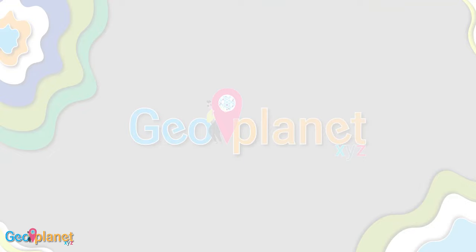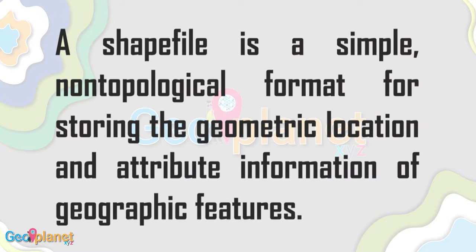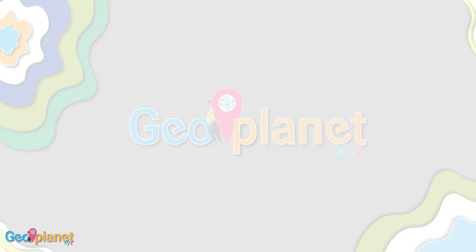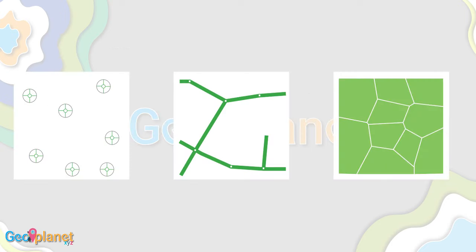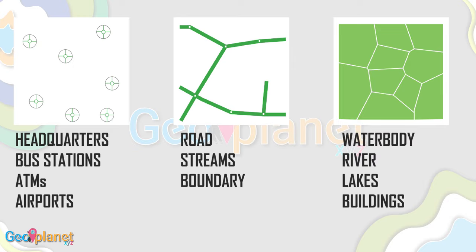To digitize, we need a shapefile. So what is a shapefile? A shapefile is a simple nontopological format for storing geometric location and attribute information of geographic features. Geographic features in a shapefile can be represented by points, lines, or polygons. The point feature of a shapefile can be used to represent the headquarters, bus stations, ATMs, or airports. The line feature can be used to draw roads, streams, or boundaries. On the other hand, the polygon feature of a shapefile can be used to draw water bodies, rivers, lakes, and all other polygonal areas.